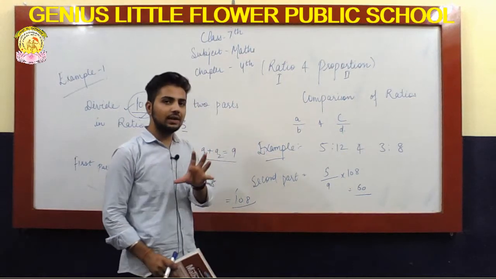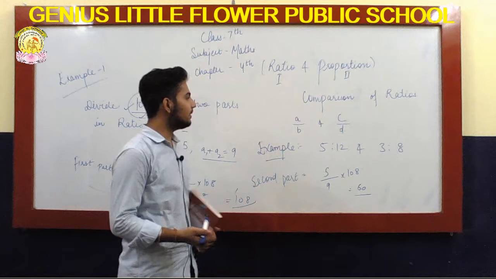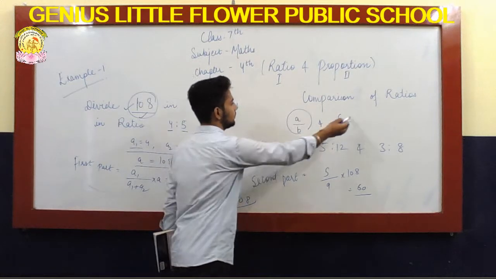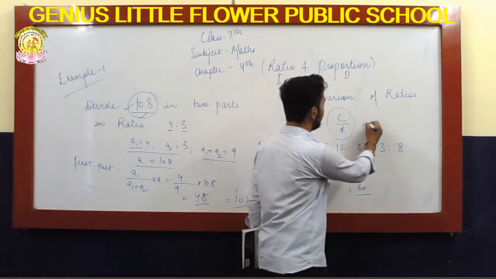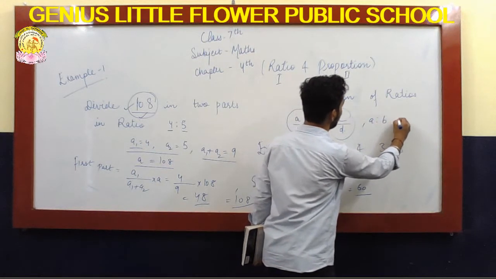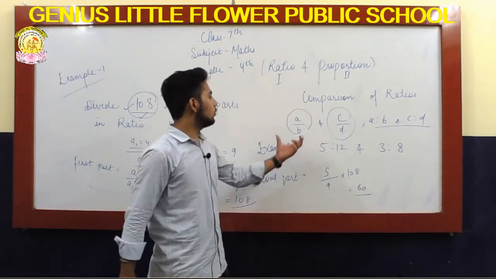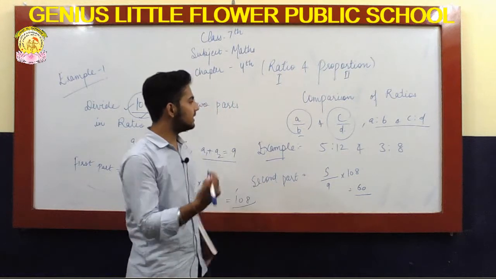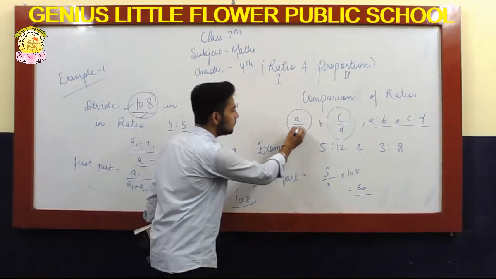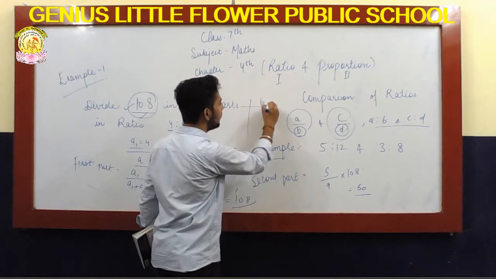We have to compare the ratios. We have two given ratios, meaning two given divisions. Here you can use A by B, C by D, or you can use A ratio B and C ratio D. Here you are given four numbers. So what is the procedure to compare the two ratios? The procedure is, you have to take the LCM of these two denominators. So now we are going to take the LCM of B and D.